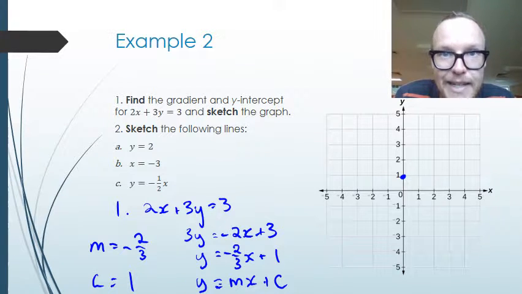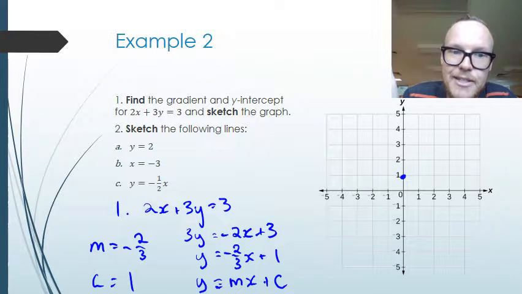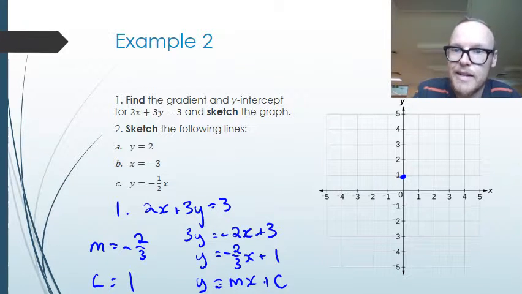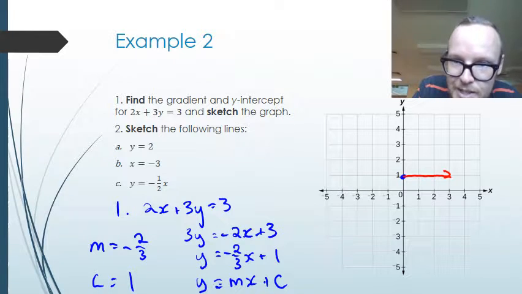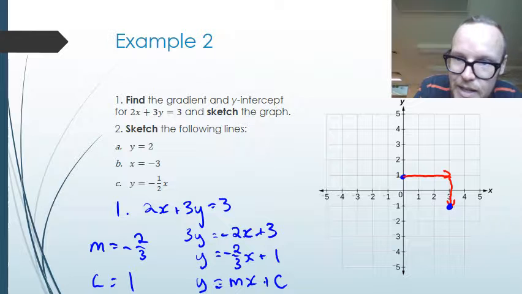Now I can use my gradient to determine a second point on the graph. So it's saying that my gradient is negative 2 over 3. That means for 3 that I move along on the x-axis, I will decrease my y value by 2. Because it's rise over run, how much I've gone up by or down by, divided by how much I've gone along by. So I go along by 3, my run is 3, and my rise is negative 2, so I go down by 2. So that means I can plot my second point here on the graph.